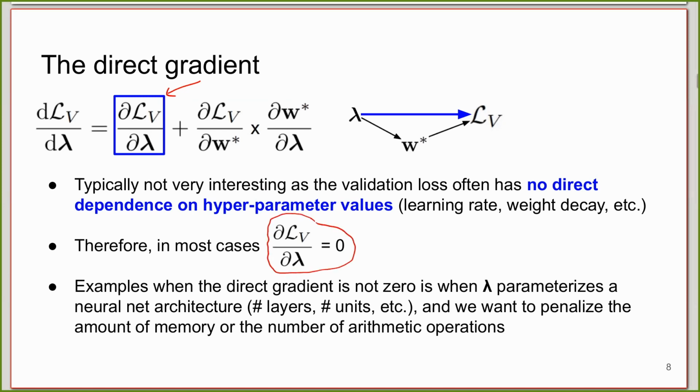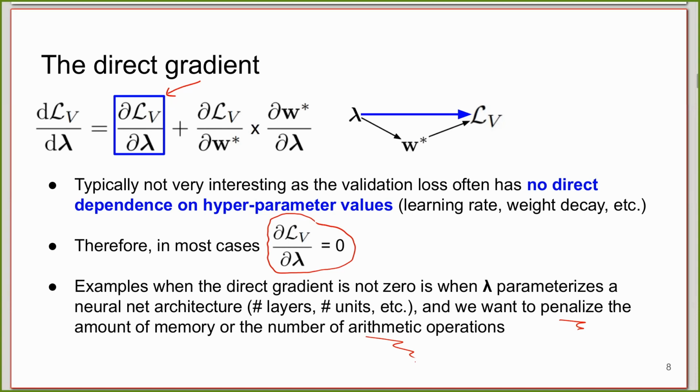But in other cases, maybe you have to account for this. For example, if you are tuning the architecture of a neural network, and you want to penalize memory or arithmetic operations, this gradient may not be 0, and you will have to account for that. In almost all the experiments that I'm going to show here, this gradient is going to be 0. But if you are thinking of a particular application, you will have to take it into account.